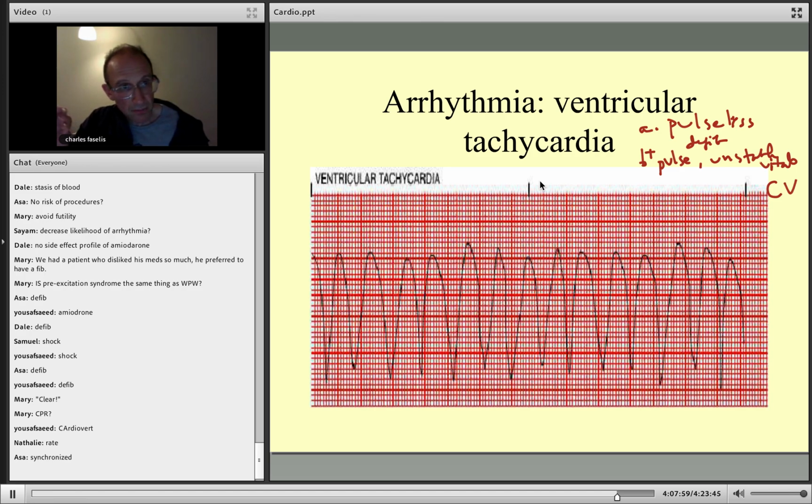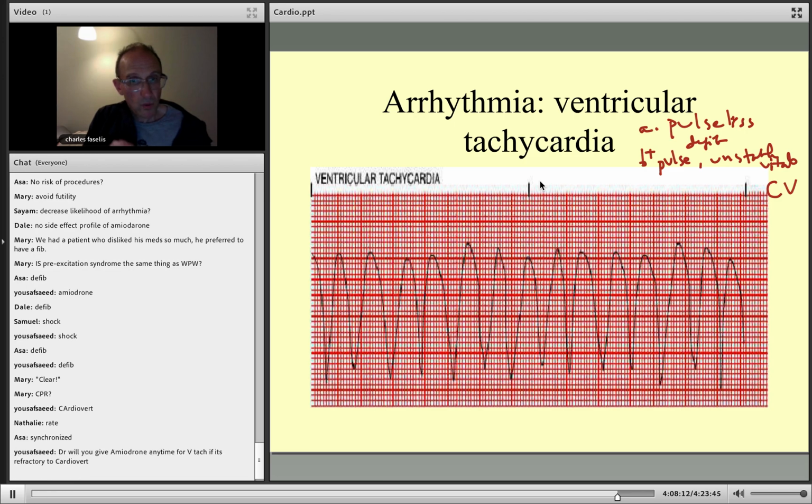So they get defibrillated. If the patient has a pulse but is unstable, they get cardioverted. Okay? All right. What if the patient, there's a third possibility. If it's refractory to cardioversion, you cardiovert them again, and then you could put them on amiodarone.